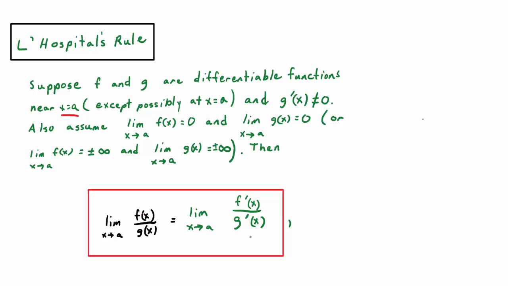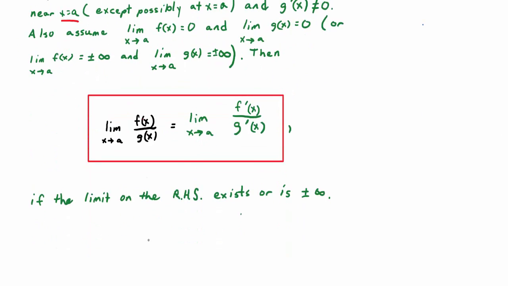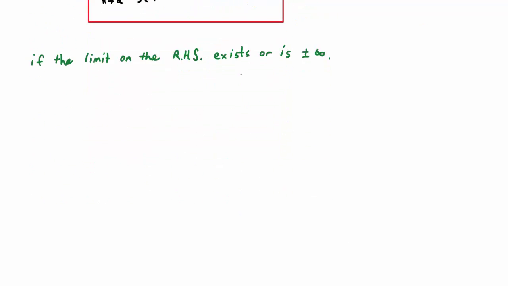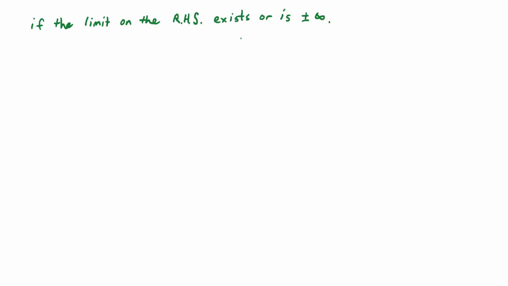But sometimes when you take derivatives, functions get simpler. And the idea is maybe you don't know what the limit of f of x over g of x is, but maybe it will become clear what the limit of f prime over g prime is, as you'll see. And this is assuming the limit on the right-hand side exists or is plus or minus infinity. Okay. So why might this be true?